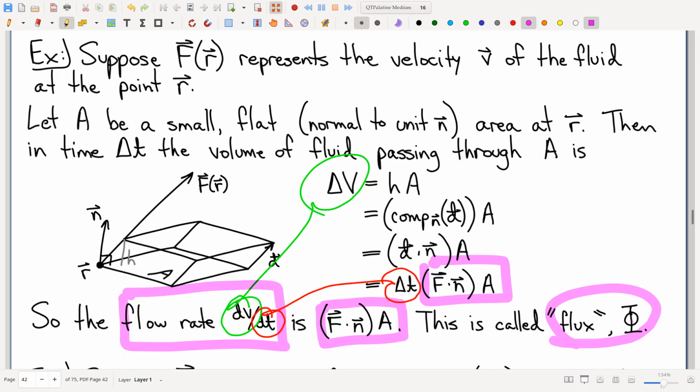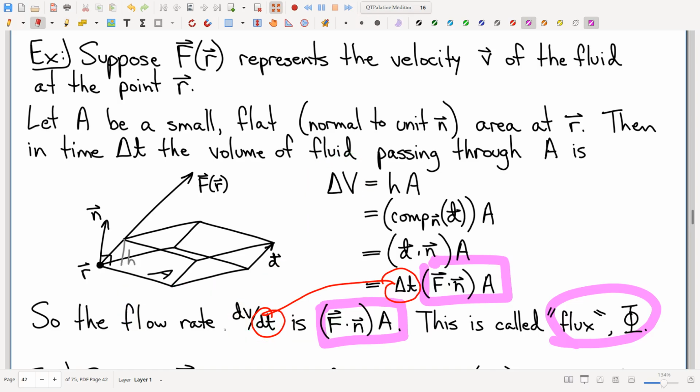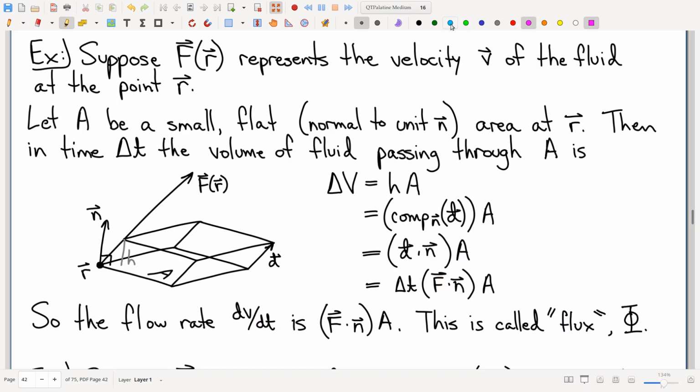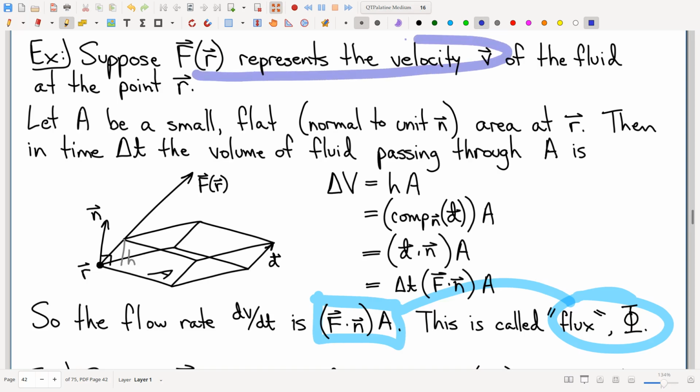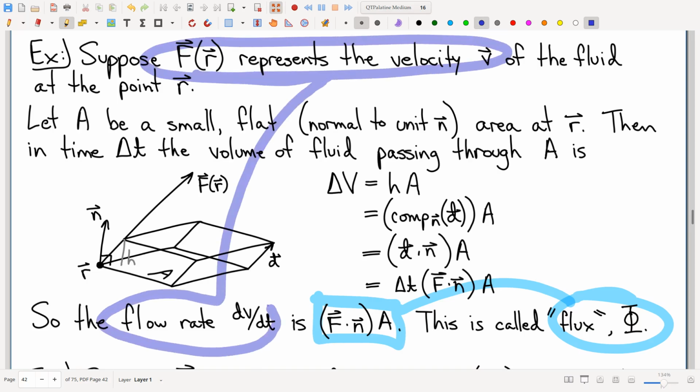Okay, yeah. Where do you get the delta T from? Oh, because that's what the D vector is. D is this displacement vector right here, right? And displacement is velocity times time. Now, very importantly, this formula, so flux, that symbol, this formula, when your vector field represents the velocity, it represents the flow rate.